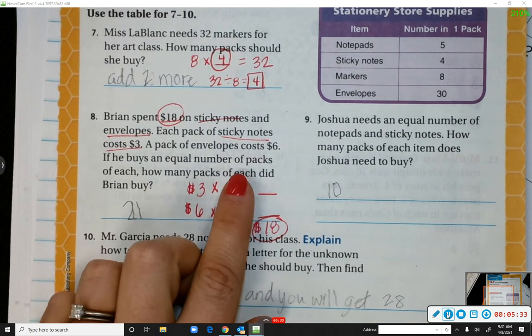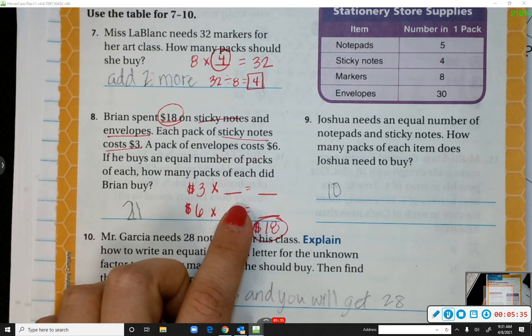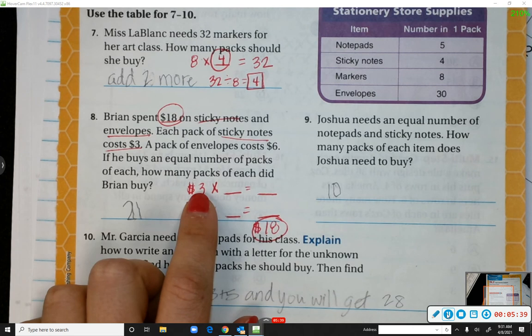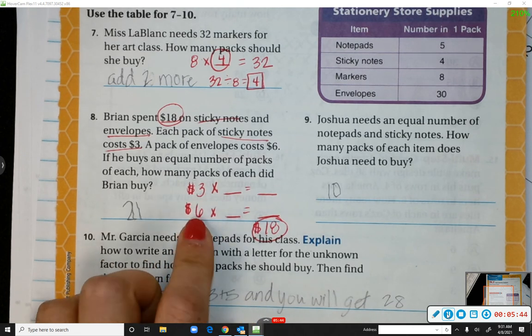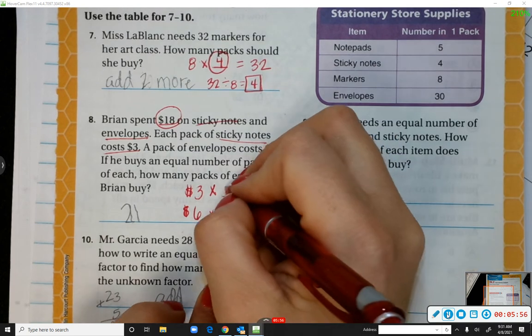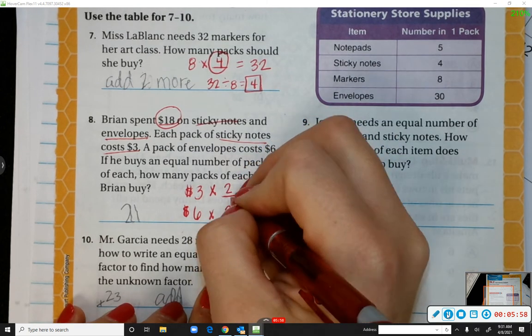So if he just buys one pack of each, one pack of the sticky notes would cost how much? $3, right? One pack of envelopes would cost how much? 6. So what's 3 plus 6? 9. So is that how many he bought? No, because it has to equal 18. So let's try 2. They both have to be the same.